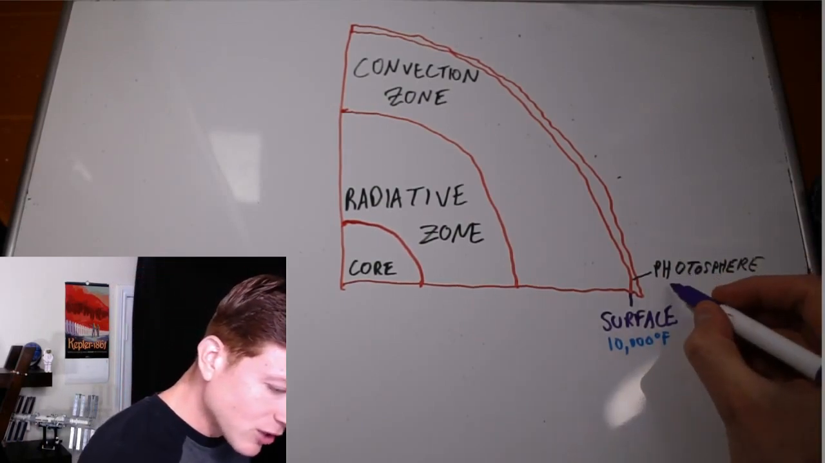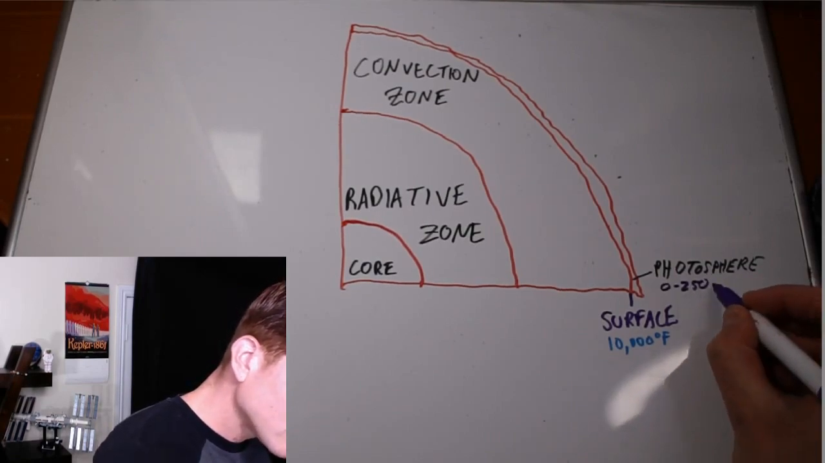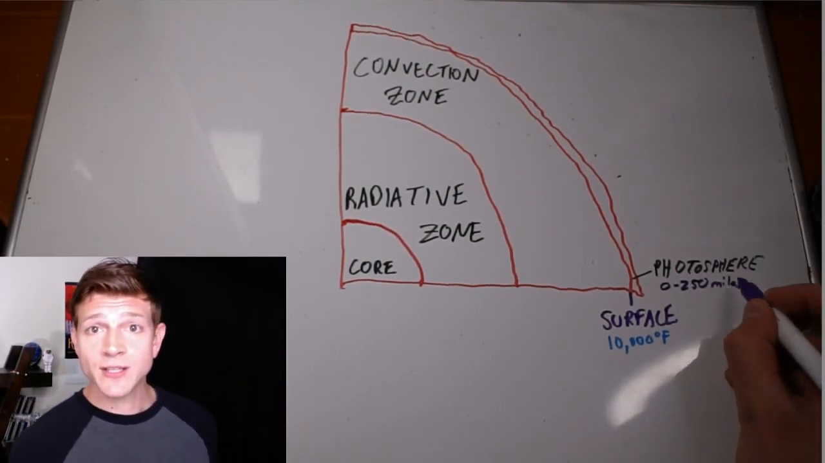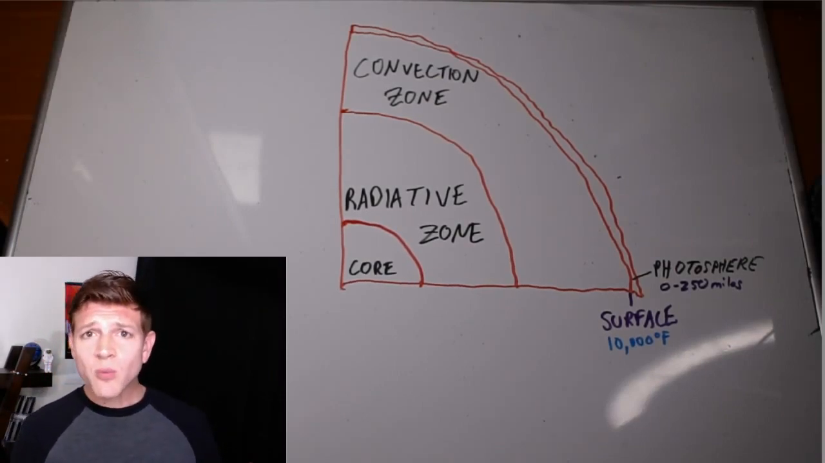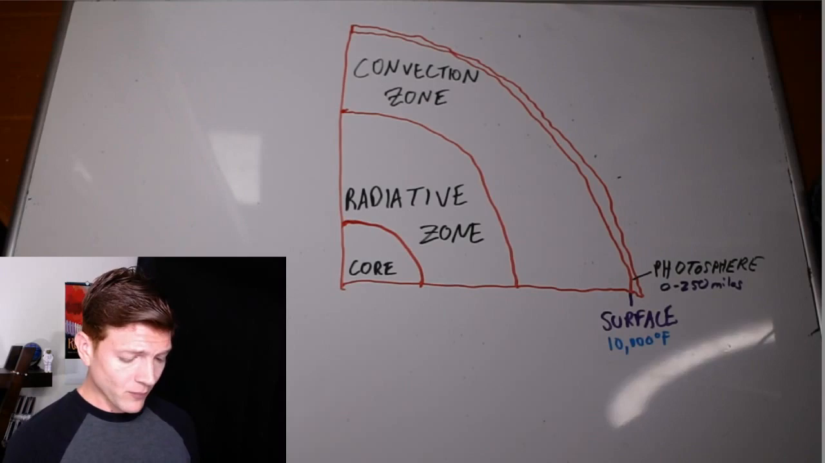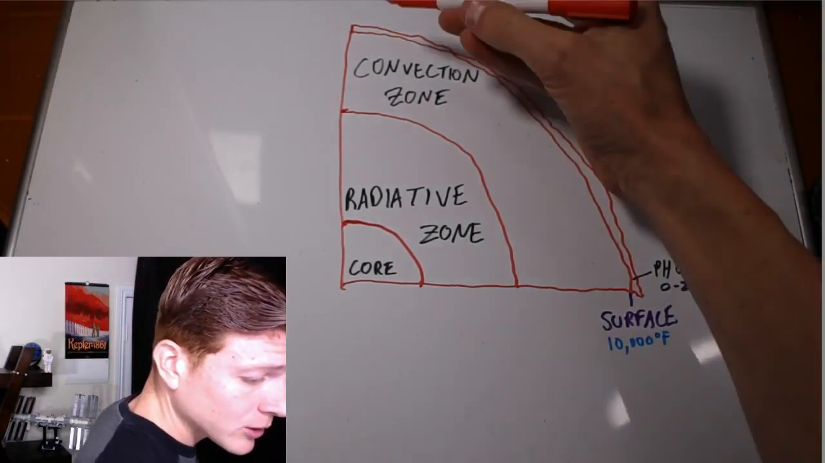So that distance there, I'm going to use my purple to write underneath it. This is about 0 to 250 miles off of the surface of the sun. So that's the first layer, 250 miles. So here it's still around the 10,000 degree mark, right? Okay, we got 2 more layers. All right, so we're gonna draw another one.